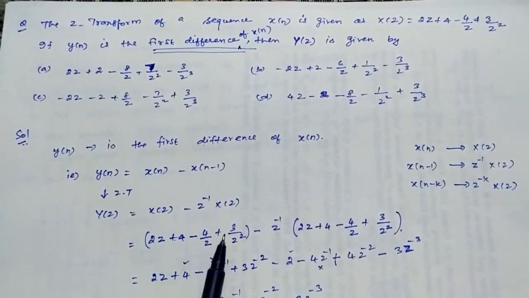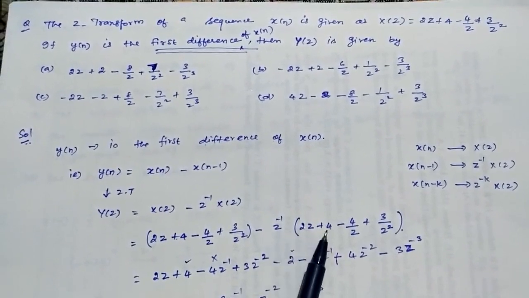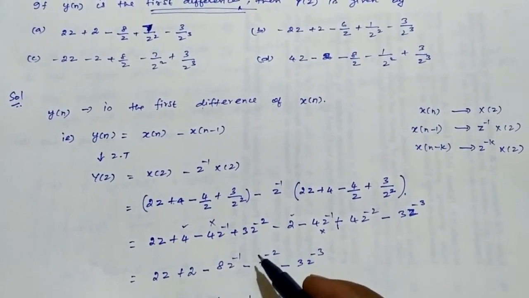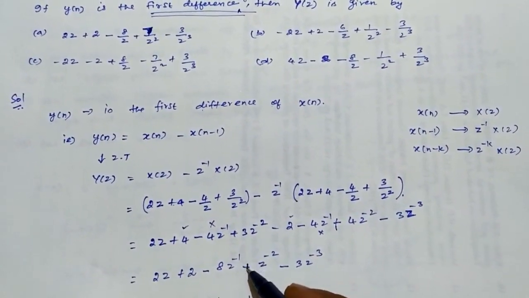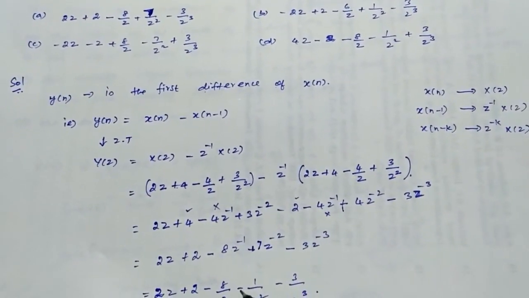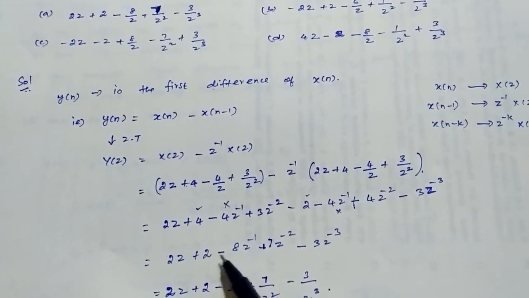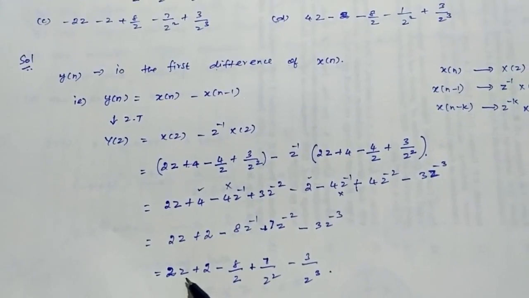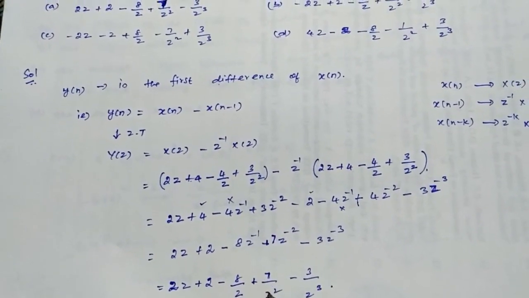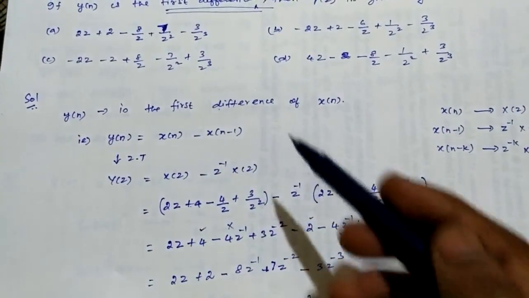Just substitute that, then multiply z power minus 1 inside. When we multiply inside, and then proceed like this, we have the answer 2z plus 2, 8 by 2, 7 z square minus 3 z cube. So here the answer is A.